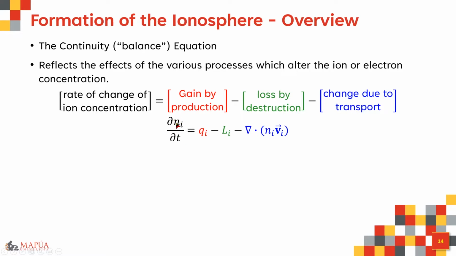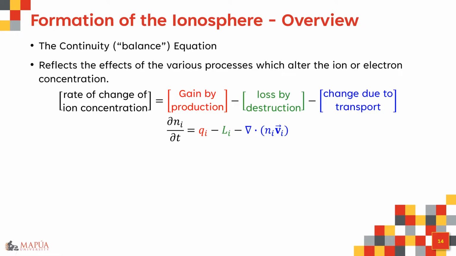Okay, so in equation form, the rate of change of ion concentration, the derivative of Ni, where Ni is the ion concentration, with respect to time is equal to the production, Qi, of that specific ion species, minus loss, minus motion. This is the motion term, and then you have your divergence. If your divergence is positive, that means you have a source. Negative divergence means you're going outward.